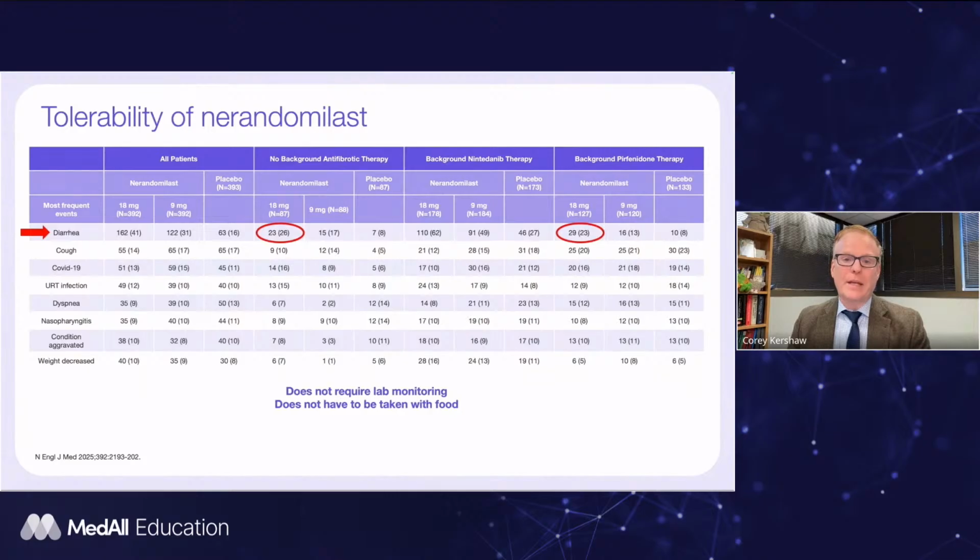So if you look at the patients who were not taking any background therapy or were taking pirfenidone, so meaning not taking nintedanib, the diarrhea incidence was much, much less, 23%, 26%. So I don't think that the diarrhea with nerandomilast, if you take it by itself, is as severe as the 41%. It's just that was the primary outcome to look at, was all patients. So if you have a little deep dive look at the subgroup analysis here, you'll see that if you're starting someone on an antifibrotic who have never taken one before, nerandomilast's diarrhea count actually may be quite less than the 41% from the primary group.